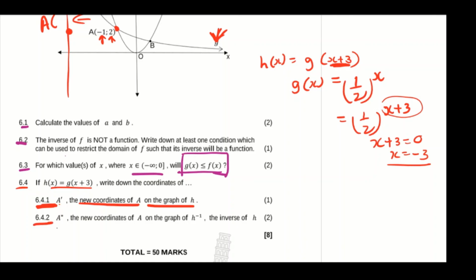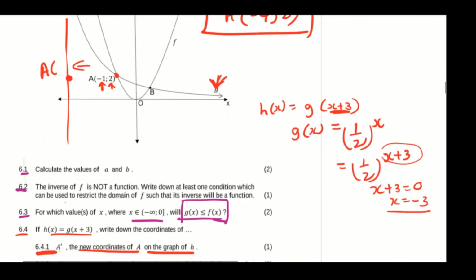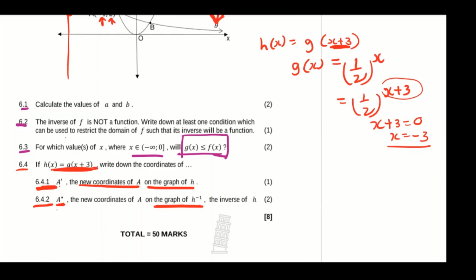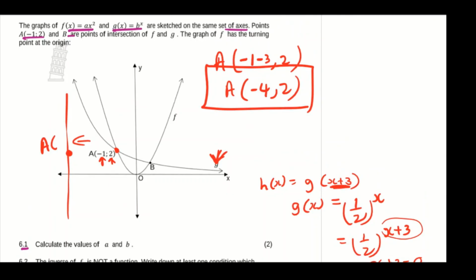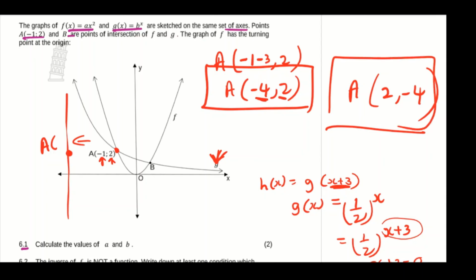And then going to 6.4.2, we are asked to find this value of a, which is the new coordinate for the inverse of h. So if this is h, whose value we got to be minus 4 and 2, then the a value for the inverse would be 2 and minus 4, right? You just swap this. This would be your y value, this would be your x value. So this is going to be your answer for the last question.